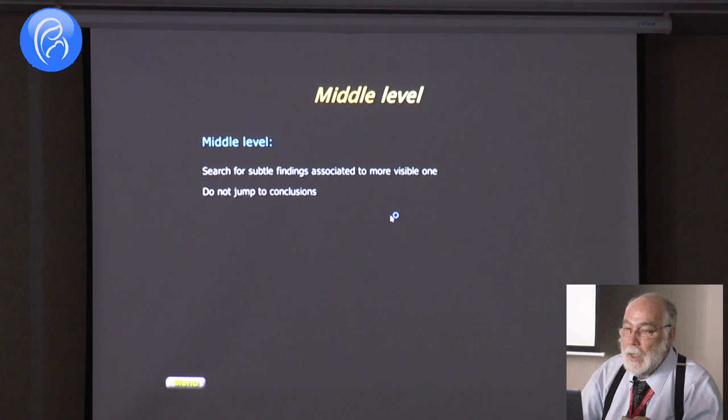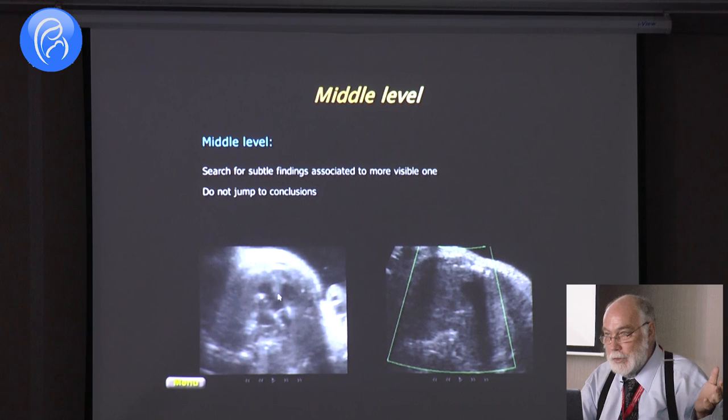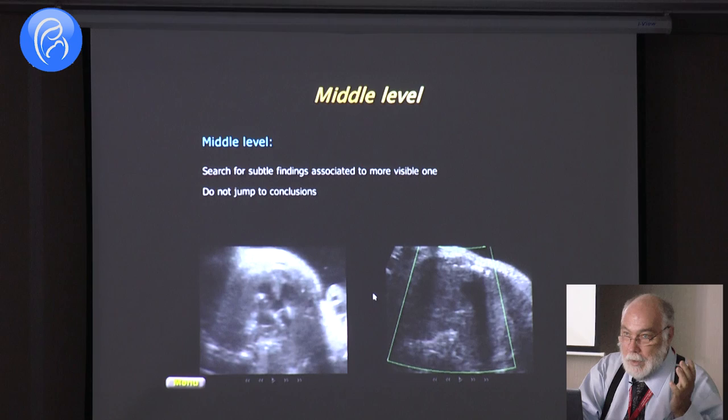Now, beware of the jump to conclusion. Here we have an overriding aorta, and I don't have time to show you the whole thing, but you see overriding aorta, you think tetralogy of Fallot, but on the video clip, there was no pulmonary artery. So this is pulmonary atresia with ventricular septal defect.